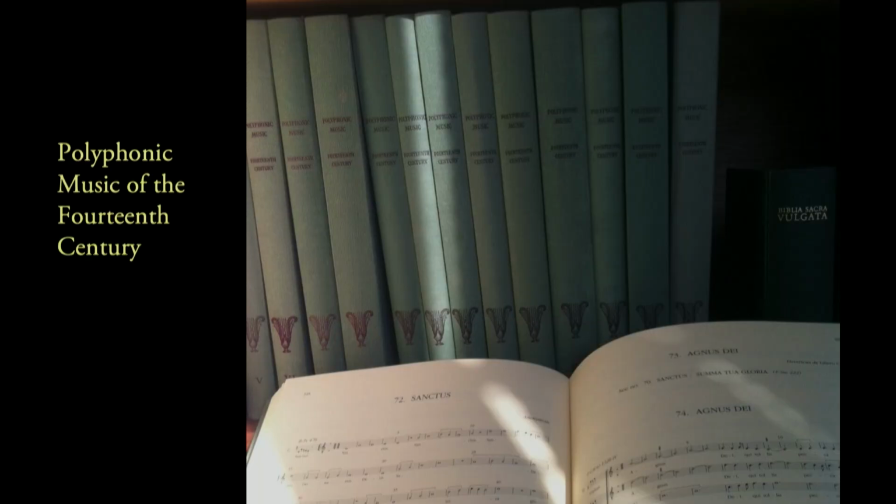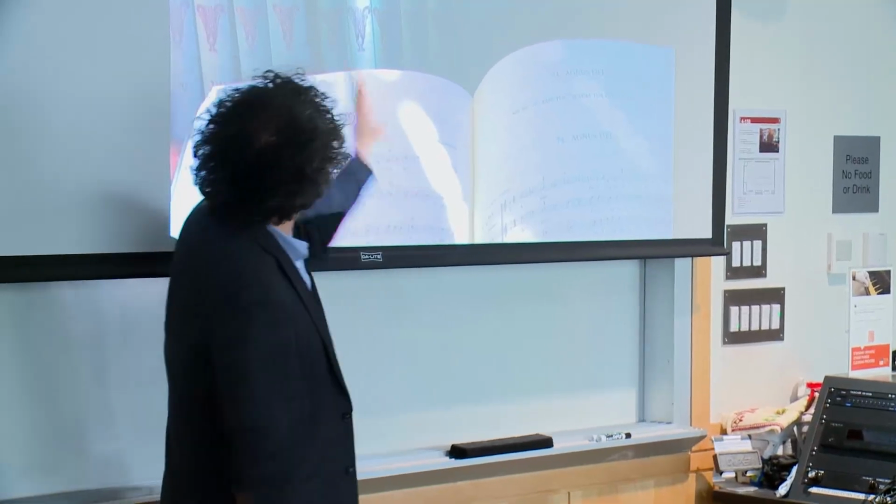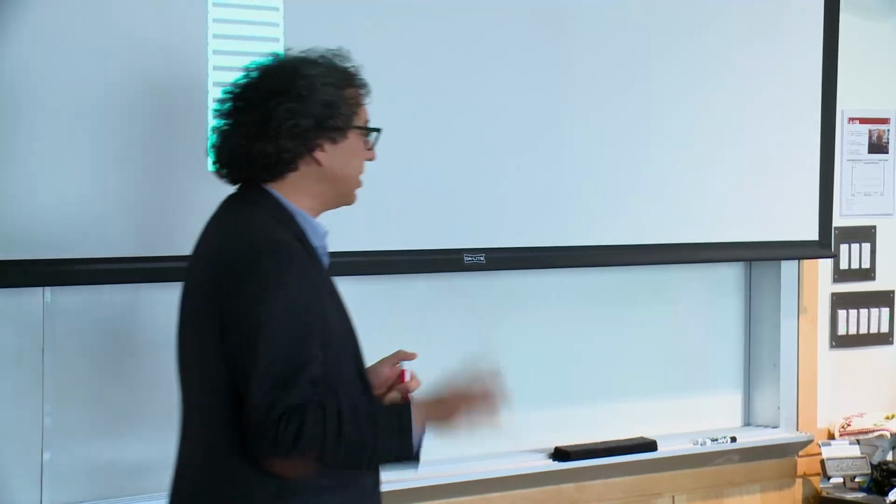So there's this collection that I mostly use. It's called Polyphonic Music of the 14th Century. We have it over in the Lewis Music Library. It's beautiful, it's expensive, and it comes in these gorgeous green volumes. And there's a lot of them, all the music from the 14th century. It's about 25 volumes in this series, and then there have been some others since. So this gives you a sense of what it is.